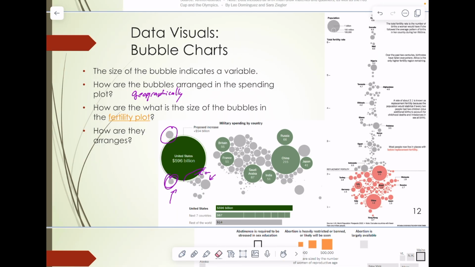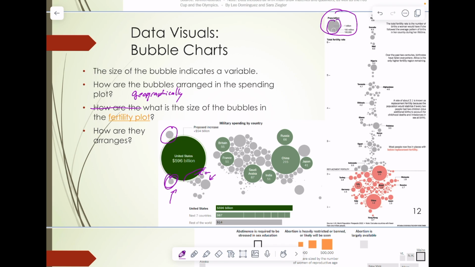Okay. Next question. Scratch out this, please. Sorry about this typo. What is the size of the bubbles in the fertility plot? Right there, that's what it tells you. The bigger the bubble, the bigger the population. So a bubble about that size right there, that's 1 billion. That represents 1 billion people.